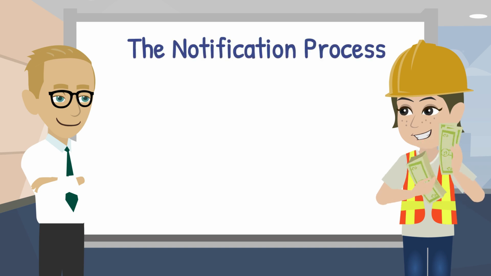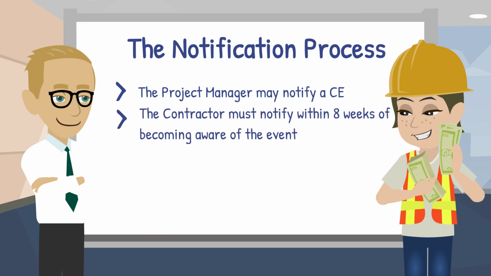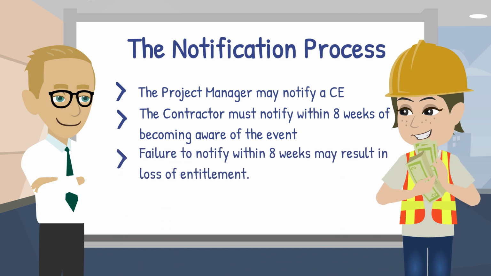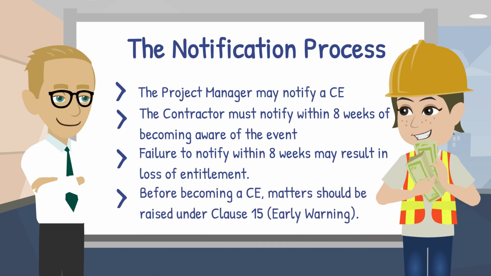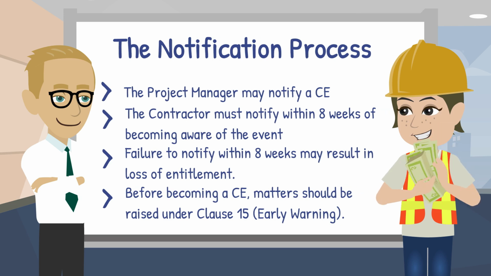The CE process is time-sensitive and procedural. The project manager may notify a CE. The contractor must notify within 8 weeks of becoming aware of the event. Failure to notify within 8 weeks may result in loss of entitlement. Before becoming a CE, matters should ideally be raised under Clause 15, Early Warnings.